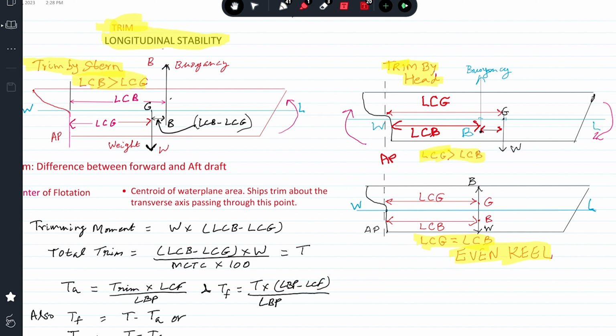And trim is nothing but the difference between forward and aft draft. So basically we are going to find the trim and the drafts forward and aft due to loading, discharging, shifting.